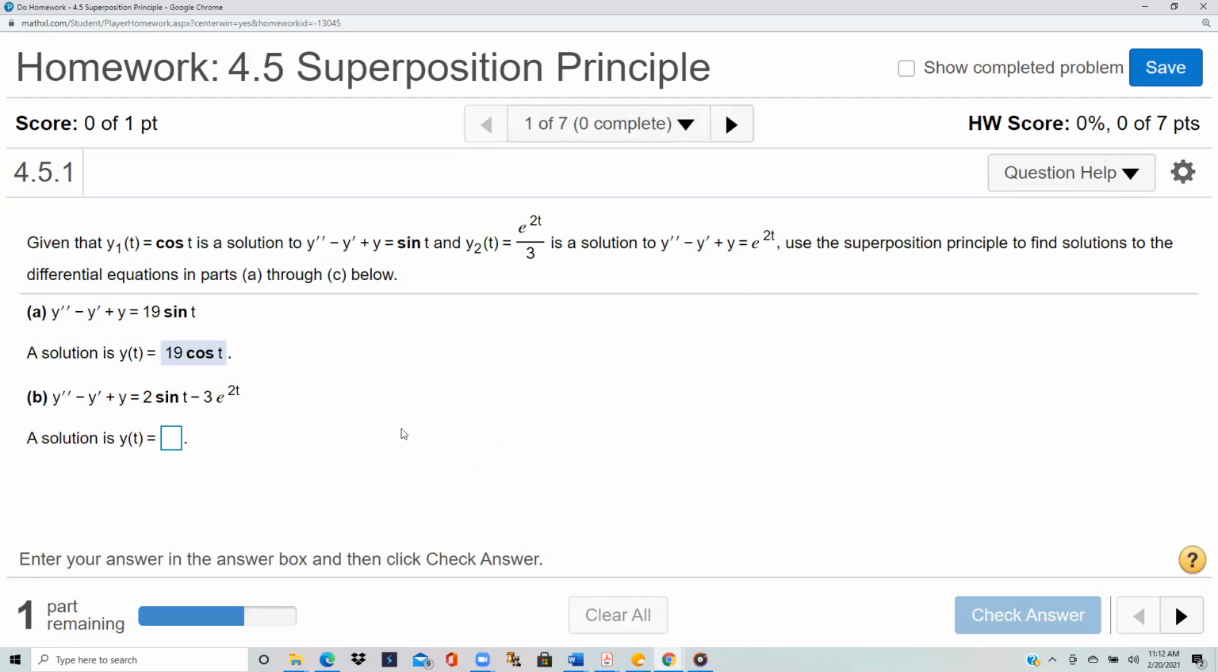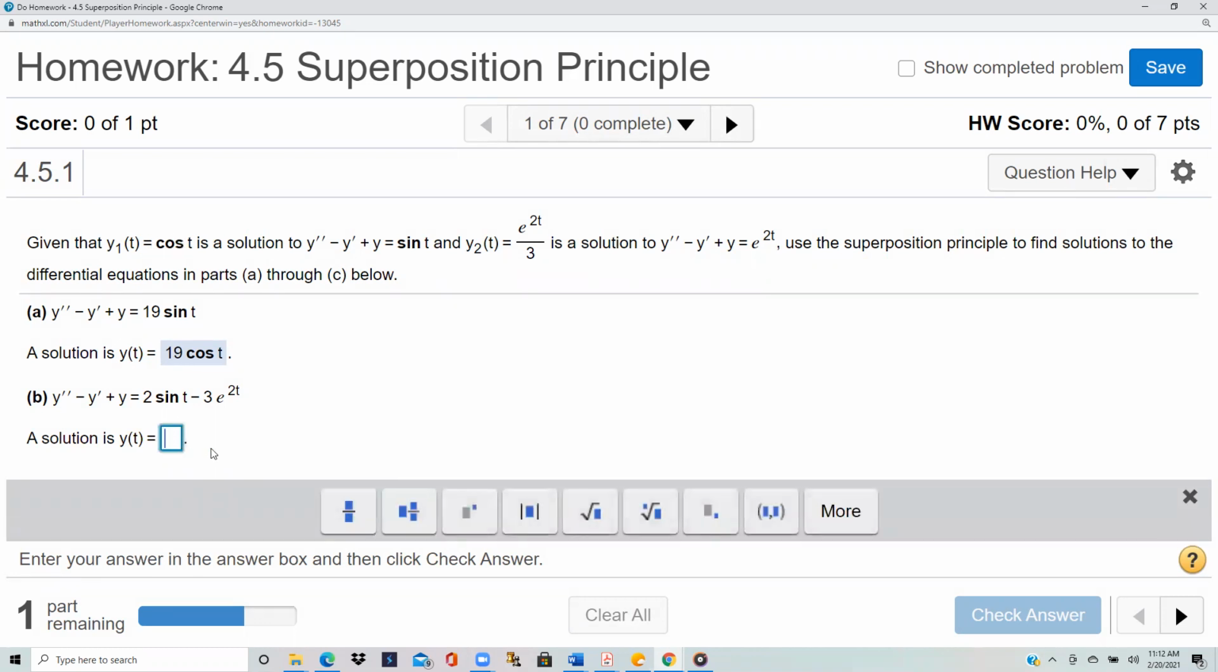Okay, part B. Now we have something more going on. So now we are multiplying the original right-hand side of the first equation by 2. This was sine t, and we have 2 sine t. So this part of the solution will be multiplied by 2. So we'll have 2 cos t. And then we have a negative sign. So this just follows. If you have plus, you get plus. If you have minus, you get minus.